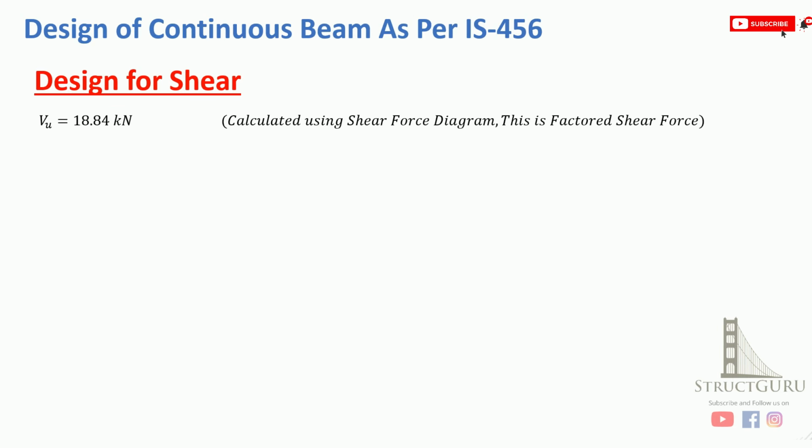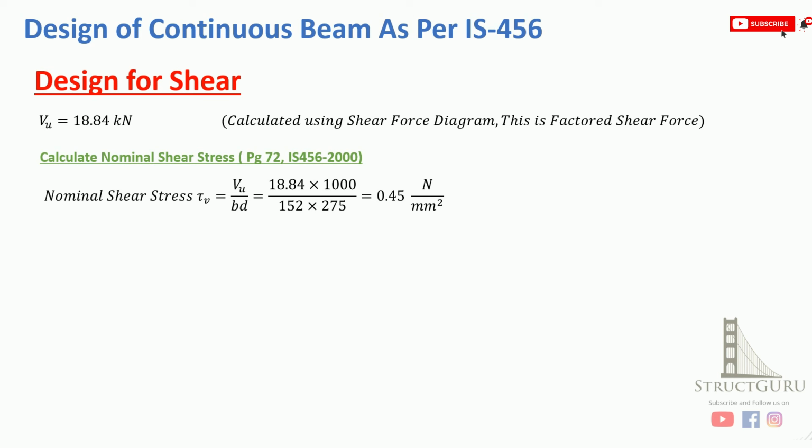Now let's design for the shear. The shear force, which we have calculated from the shear force diagram, is 18.84 kilonewton. Now we will calculate the nominal shear stress. The equations are given on page 72 of the Indian Code. The nominal shear stress is calculated as ultimate shear force divided by cross section, and this will give you 0.45 Newton per mm square.